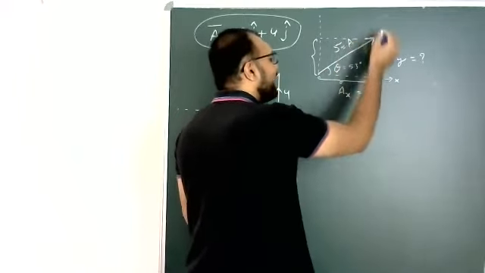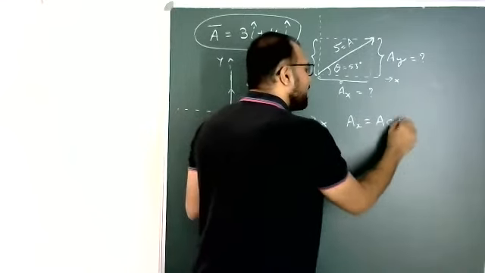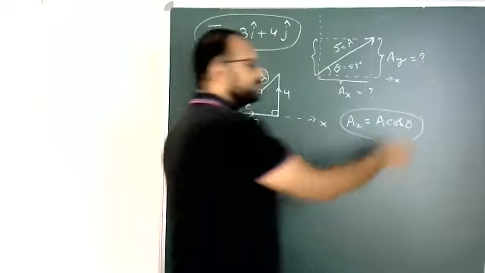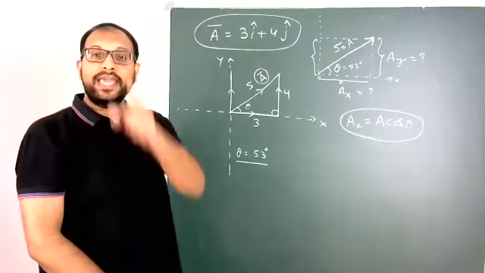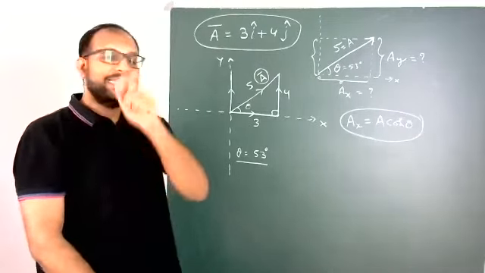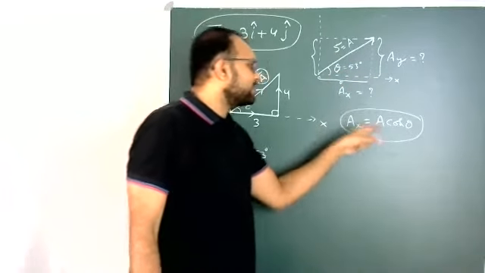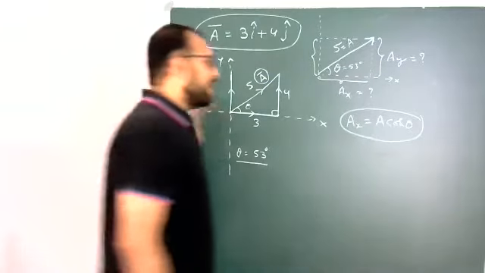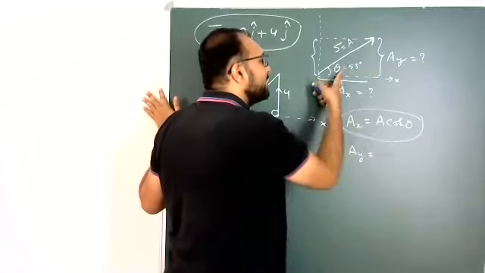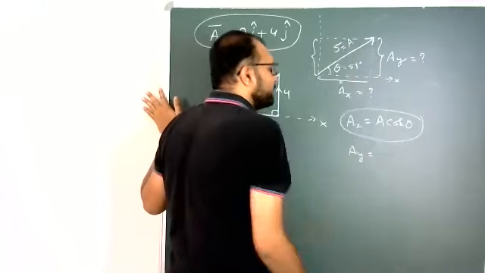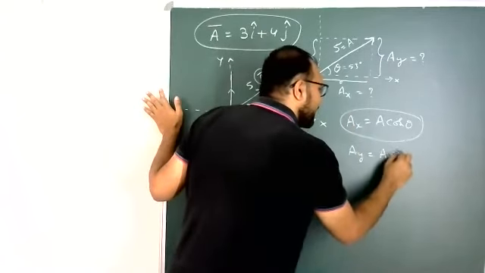5 is nothing but A. So therefore Ax equals A cos theta. Ax equals A cos theta. A is the magnitude of the vector. Theta is the angle made by the vector with the x-axis. Now come to Ay, the opposite side. So sin theta equals opposite by hypotenuse. So that's why the opposite side is A into sin theta.